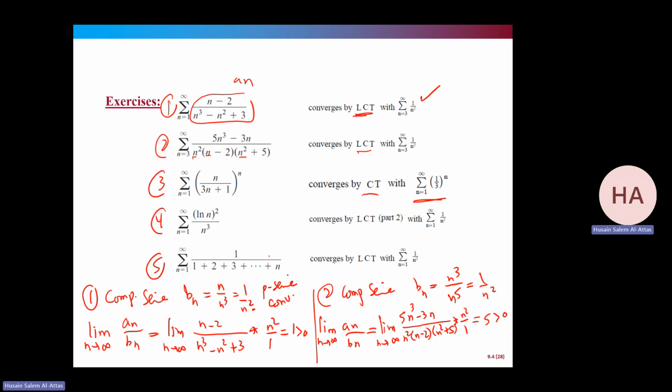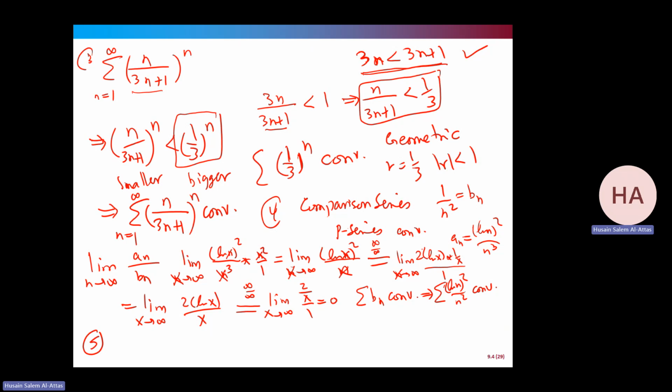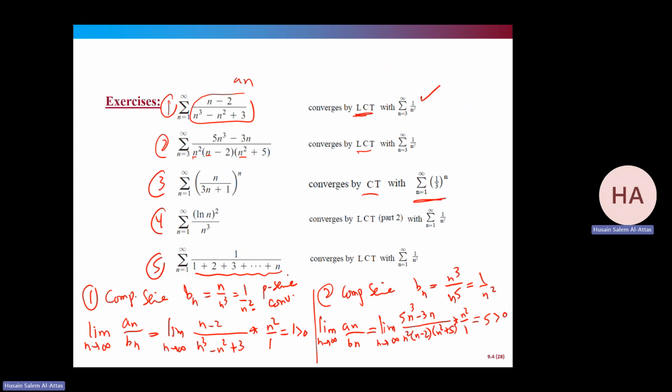Now we'll do the fifth one. The fifth one, the trick is here. What is 1 plus 2 plus 3 plus up to n? Yeah, we know this. So my series is 1 over 1 plus 2 plus 3, that will be n times n plus 1 over 2. So this is the summation of 2 over n times n plus 1. And this one, if you compare it with 1 over n squared, by the way, this is telescopic. You can do it as telescopic, so it will converge as a telescopic series.